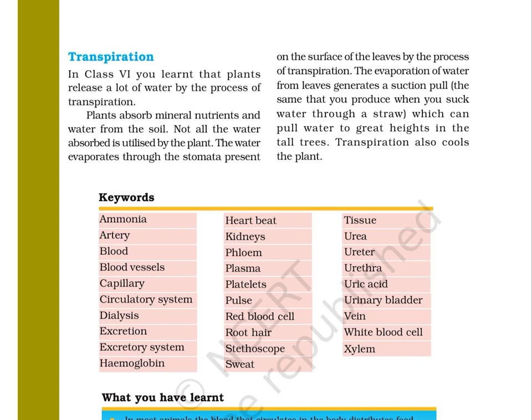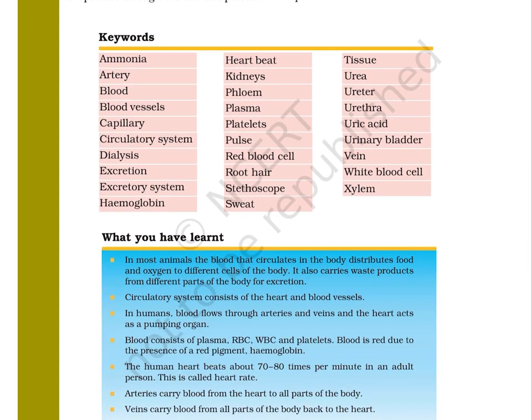Keywords: ammonia, artery, blood, blood vessels, capillary, circulatory system, dialysis, excretion, excretory system, hemoglobin, heartbeat, kidneys, phloem, plasma, platelets, pulse, red blood cell, root hair, stethoscope, sweat, tissue, urea, ureter, urethra, uric acid, urinary bladder, vein, white blood cell, xylem.